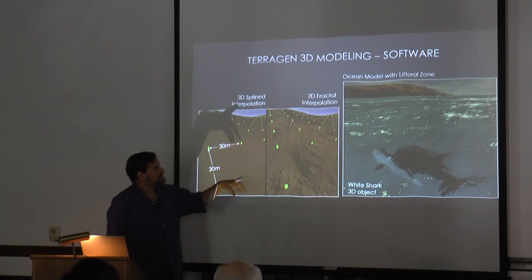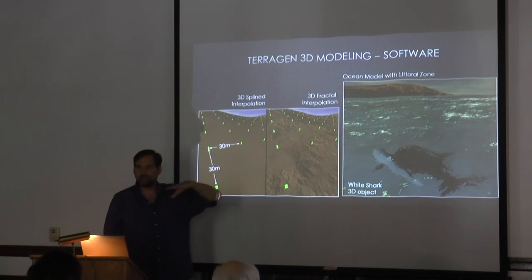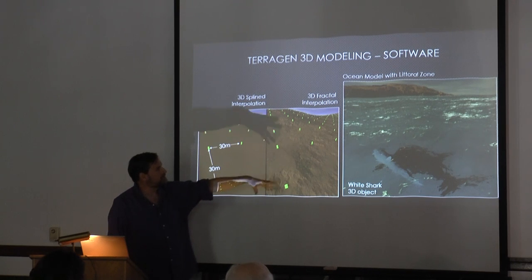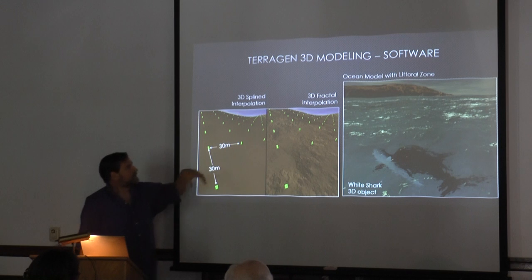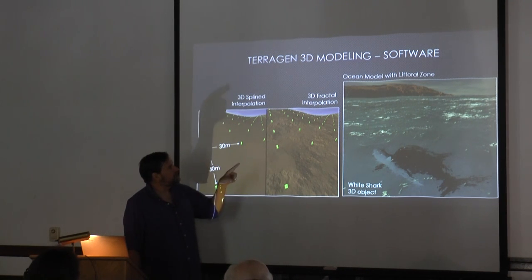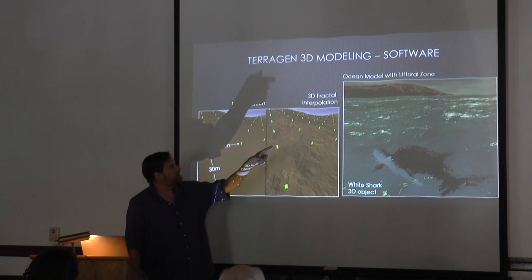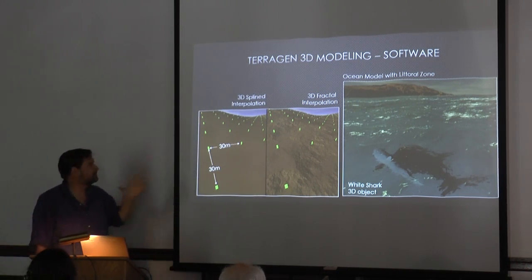When you get to things like modeling the ocean, it creates a transparent surface in which you can put things like this white shark model 3D object, which I put under there. So this is a simulation of Dolphin Island in Murujuga, and there's no vegetation on that island at all, but it looks very realistic compared to the photograph from the same area.